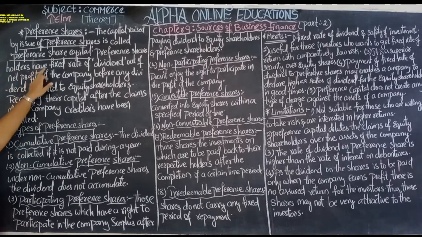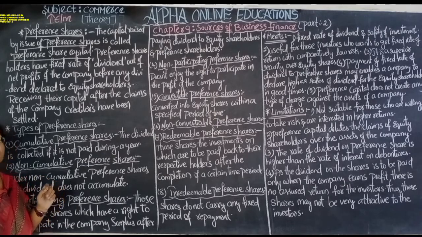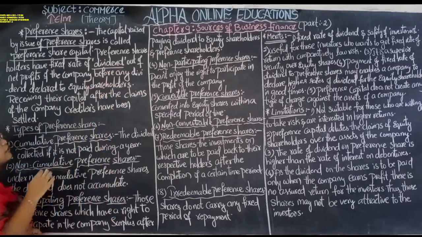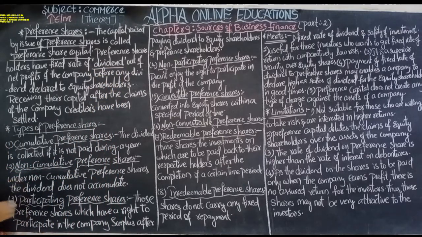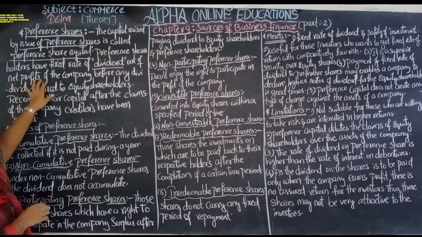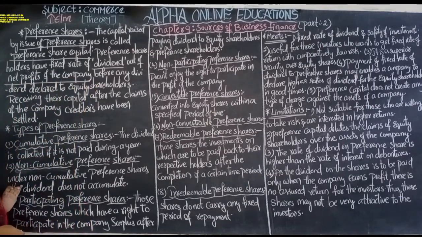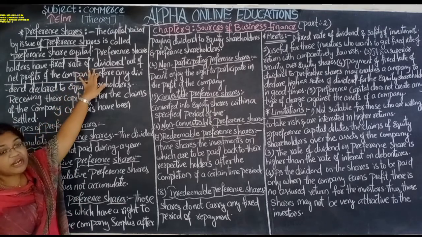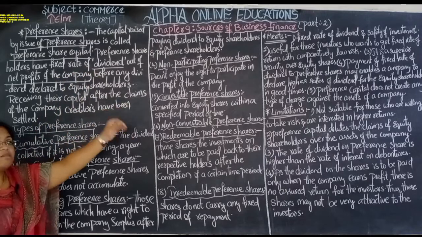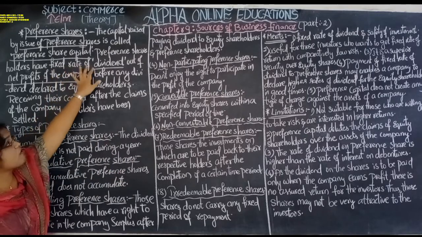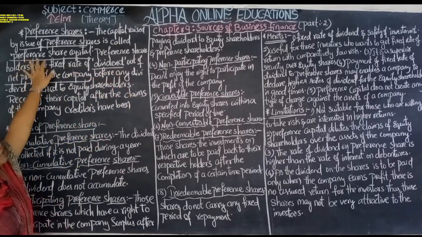Preference shareholders have a fixed rate of dividend. Whereas equity shareholders don't have a fixed dividend, preference shareholders have a fixed rate of dividend out of the net profit of the company. If the company gets a net profit, the dividend is given at the fixed rate, 10%, 15%, 30%, whatever that percentage is.